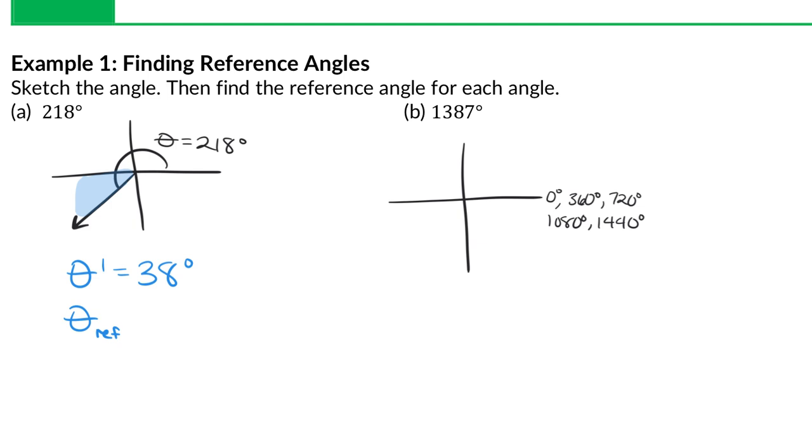And here's what my angle is going to look like. Boom, 2, 3, 4. Whew, but I don't want to finish the whole thing, right? Because I didn't quite make it to 1440 if I'm at 1387. So instead, I'm going to end my terminal ray here.